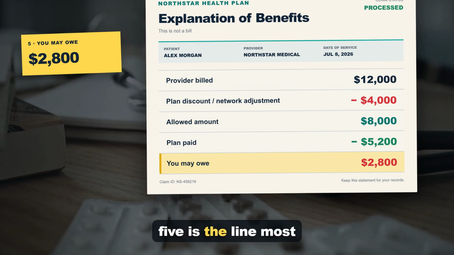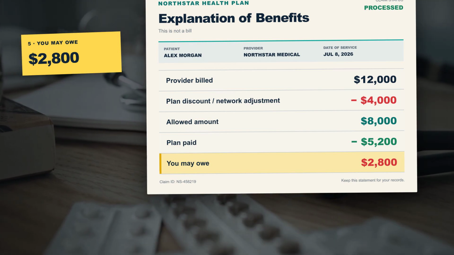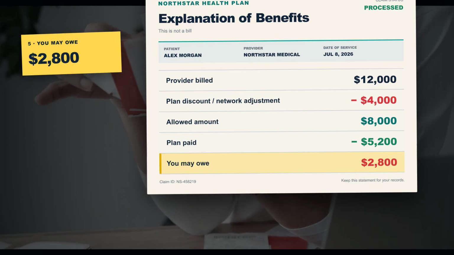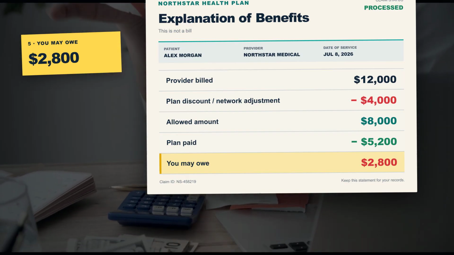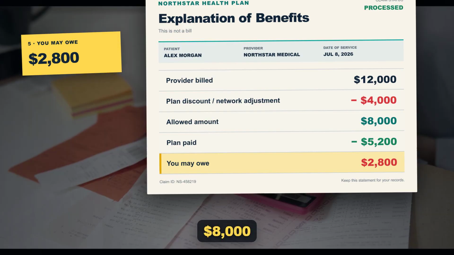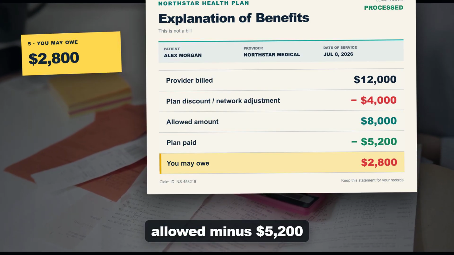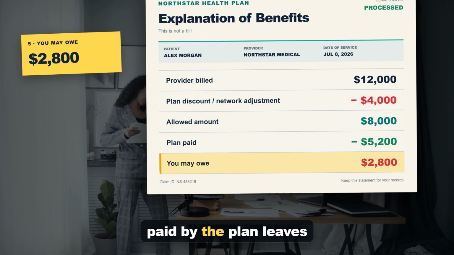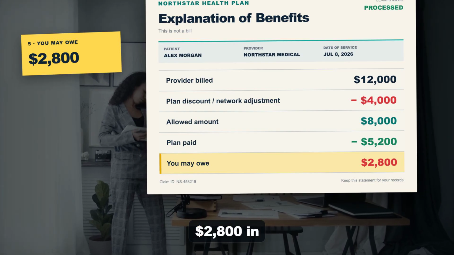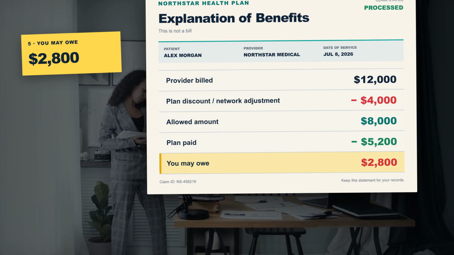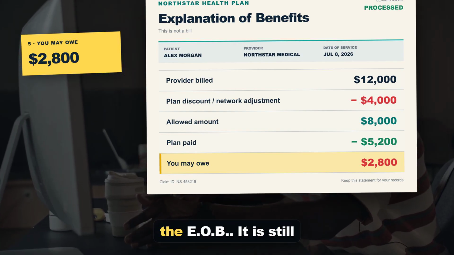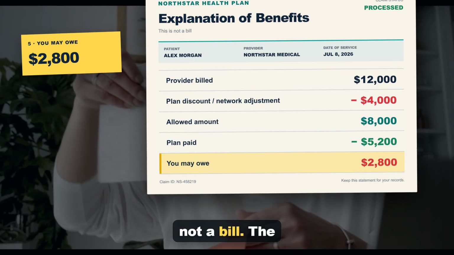Number 5 is the line most people look for first. You may owe $2,800. Here's the second calculation. $8,000 allowed minus $5,200 paid by the plan leaves $2,800 in patient responsibility. But do not send payment from the EOB. It is still not a bill.